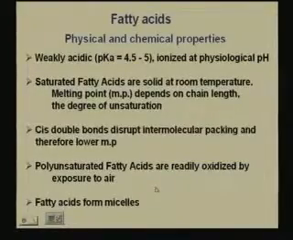What we have to remember is that they are weakly acidic, saturated fatty acids are usually solid at room temperature, and the melting point is going to depend upon the number of carbon atoms you have and on the degree of unsaturation, and the more cis bonds you have, the lower the melting point is going to be, because you are going to disrupt the intermolecular packing between the hydrophobic chains.